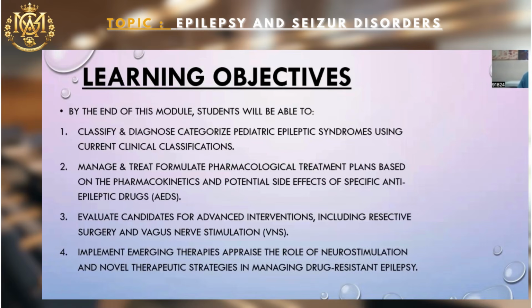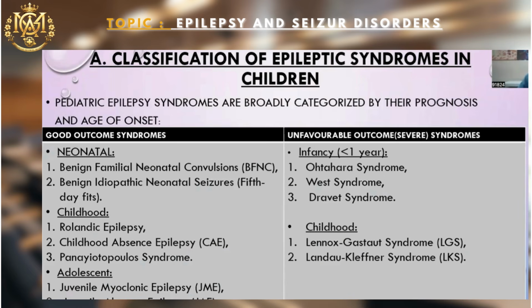Before starting the lecture, I will try to revise the basic concept of EEG for you. You might know syndromes are divided into two categories: good outcome syndrome and unfavorable outcome syndrome. Good outcome syndromes are taken as per age group, further classified into neonatal, childhood, and adolescent.